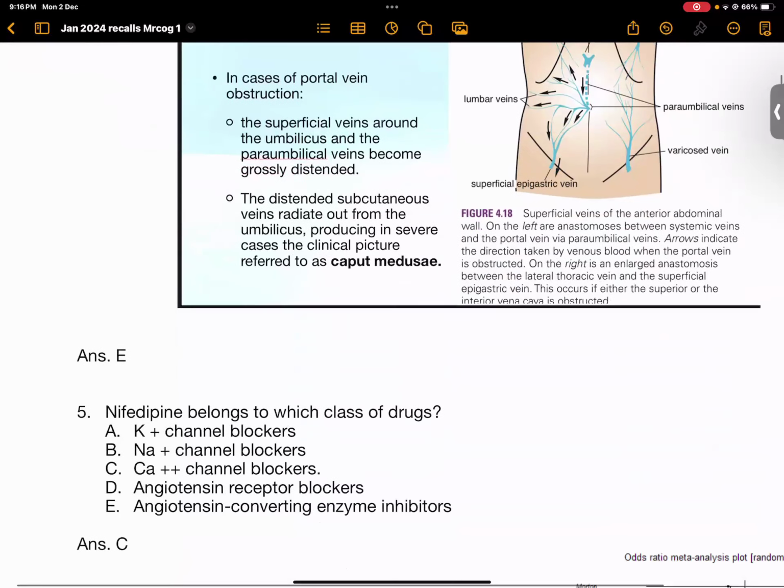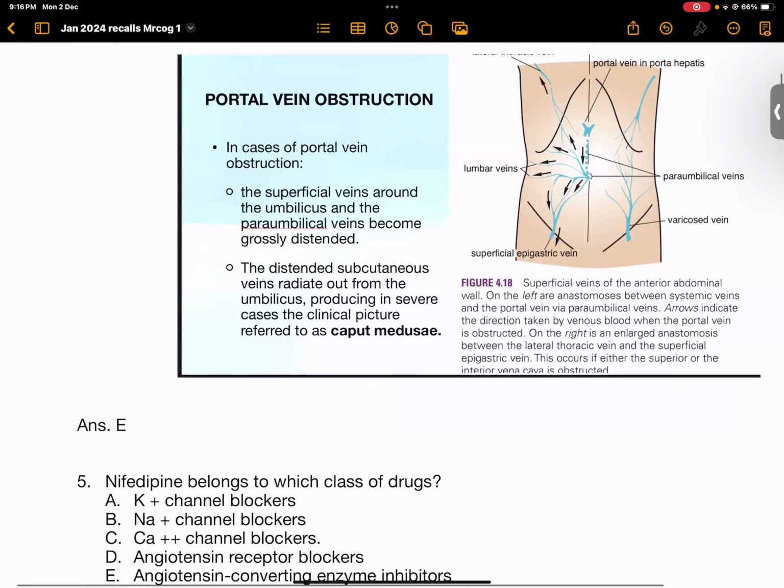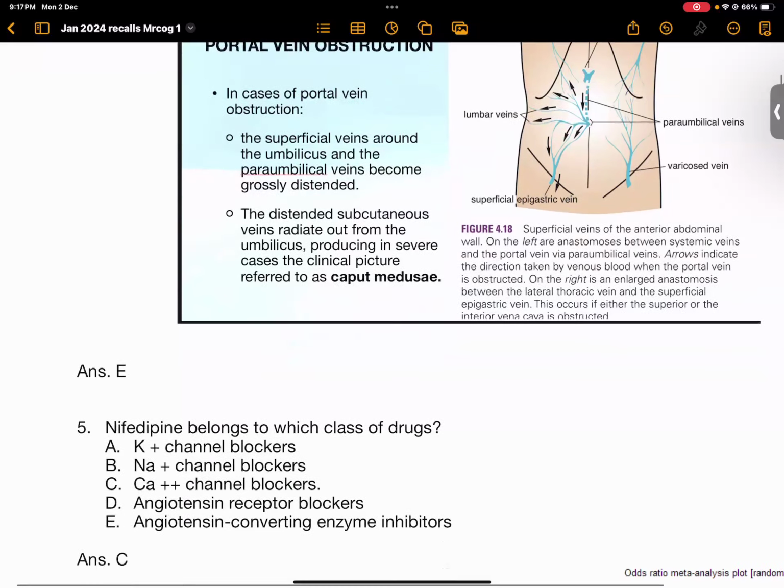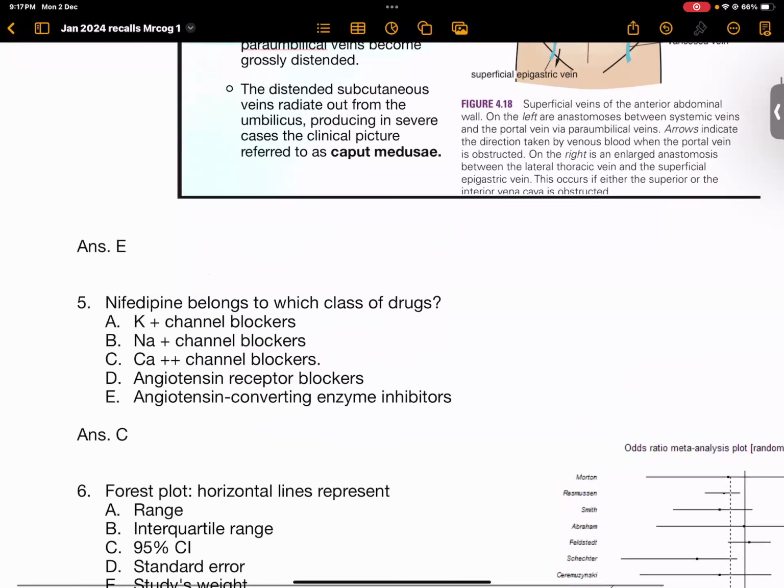Okay, so nifedipine belongs to which class of drugs? This is very easy. Potassium channel, sodium channel, calcium channel, ARBs or ACE inhibitors. Yes, it is your calcium channel blockers. That's correct.